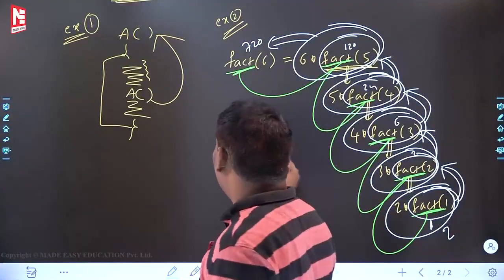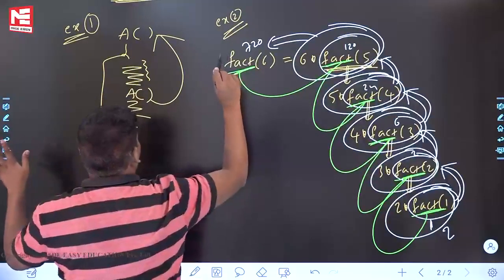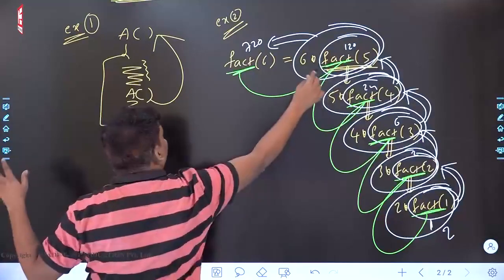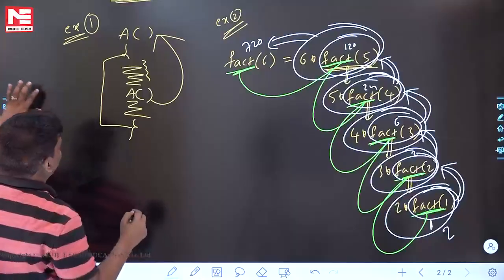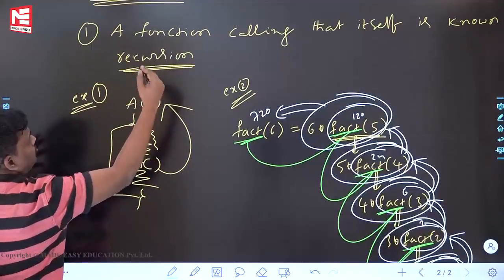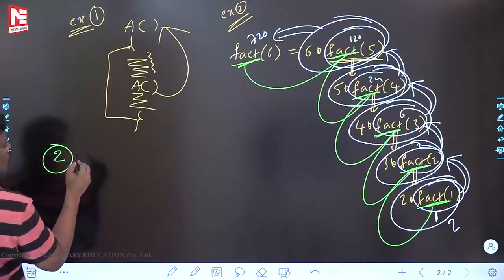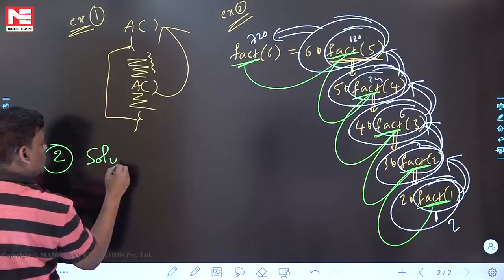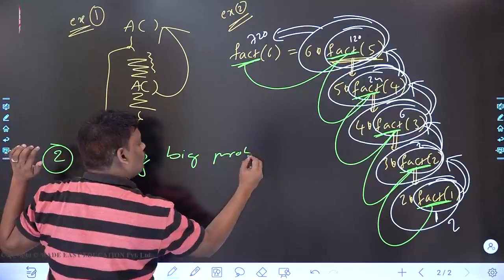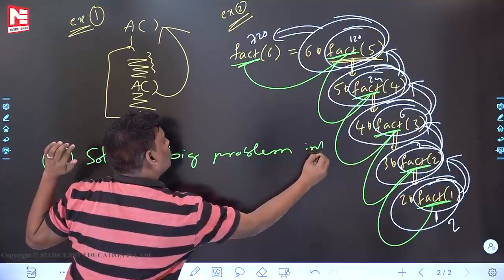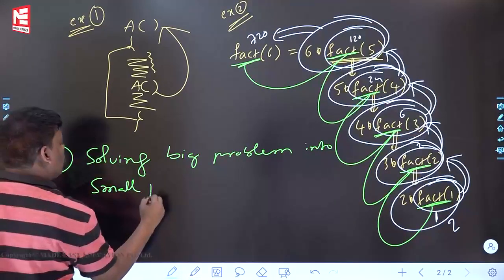Two examples I gave. One is the normal programming example. One more meaningful example. Both are okay. Here also A calling A. Here also fact calling fact. But I showed you with the help of an example what is going on. Let me write the second point. The first point is okay: a function calling itself is known as recursion. See the second point now: solving a big problem into small problems.